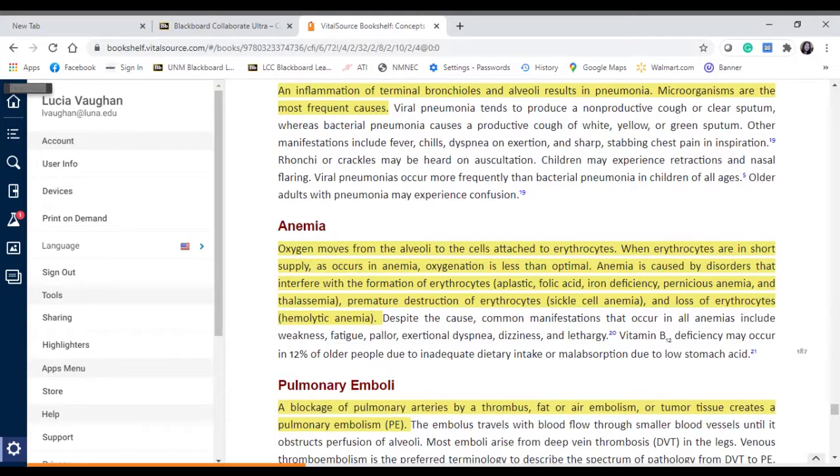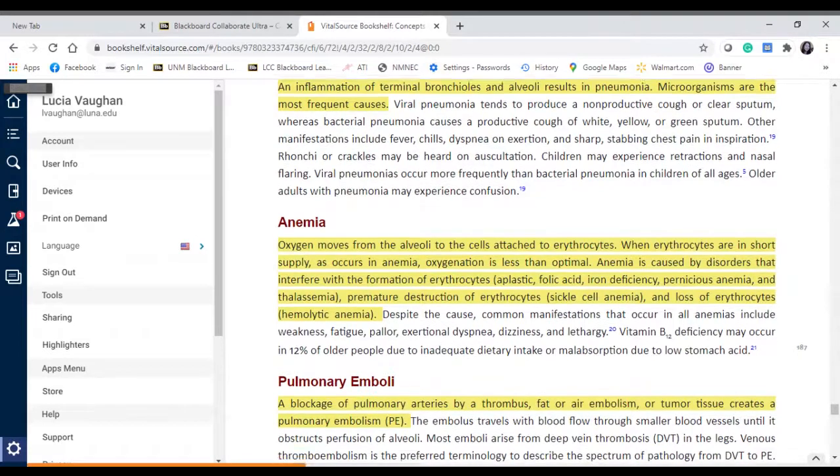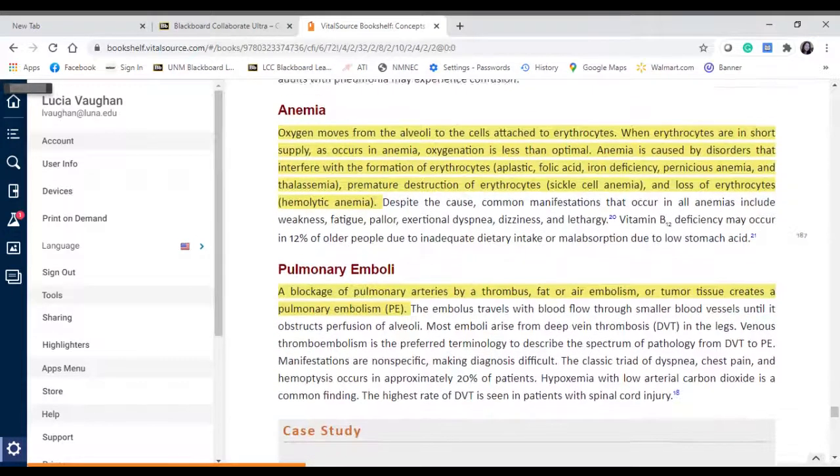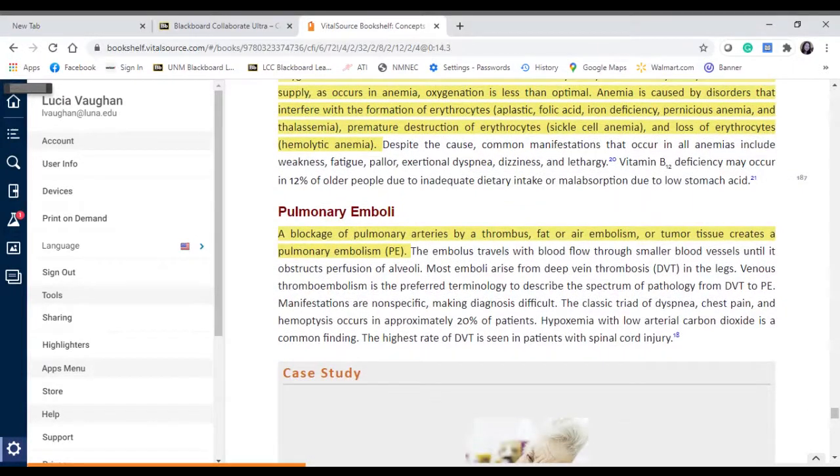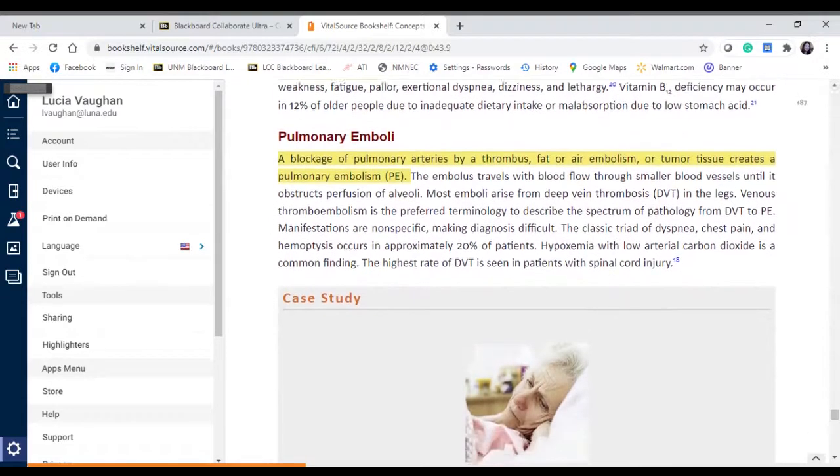Anemia. So we have low red blood cells. Pulmonary emboli: a blockage of the respiratory arteries by a thrombus, fat, air, or tumor creates a pulmonary embolism.